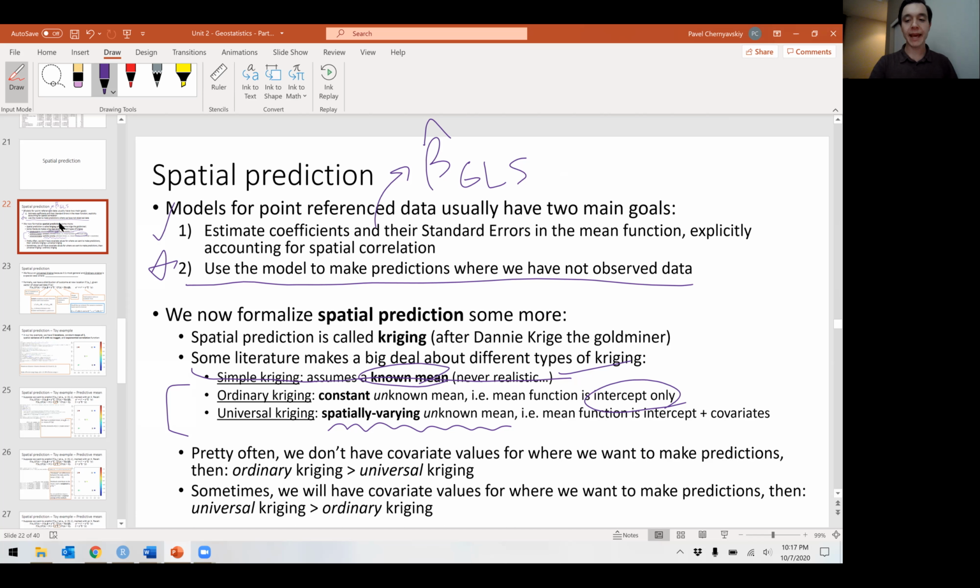So which one we pick very much depends on what happens where we don't have data. Do we have covariates where we want to make predictions, or do we not have covariates where we want to make predictions? If we are in a world where we don't have covariates where we want to make predictions, we specify a constant unknown mean and let the spatial effect take care of the peaks and the valleys of the outcome variable. But if we do have reliable measurements where we want to make predictions, we want to incorporate them into the prediction equation, then we rely on the universal Kriging.